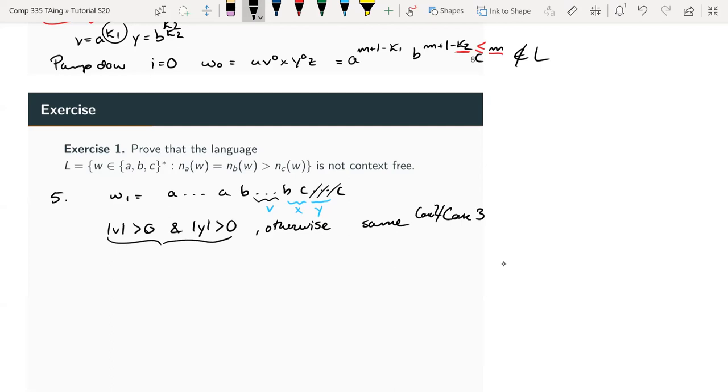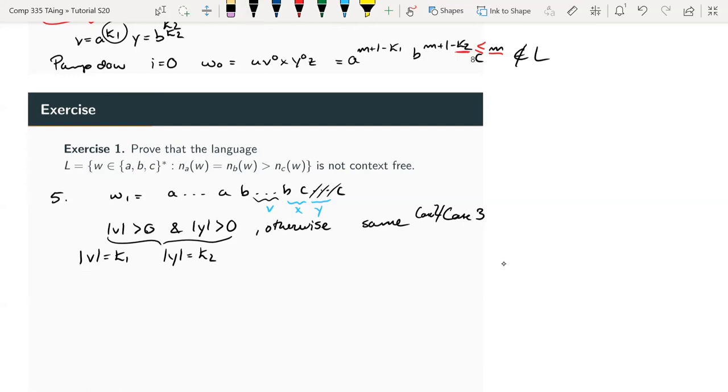So maybe I'll answer that question at the same time as I'm doing this. I'm going to set the length of V as K1, and I'm going to set the length of Y as K2. This is not the same as the exponent for V and Y. This is the initial length of V. I don't know what the initial length of V is. The I is different. The I is the one that's used to see how many times you're going to pump the V's and the Y's, which is the same for both.